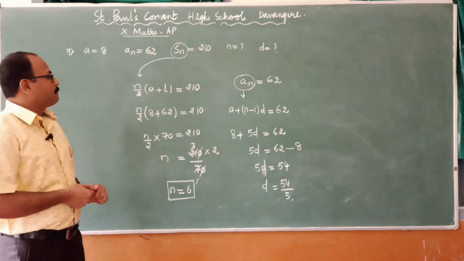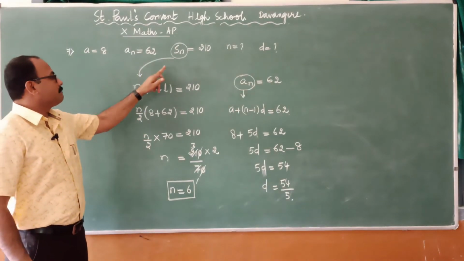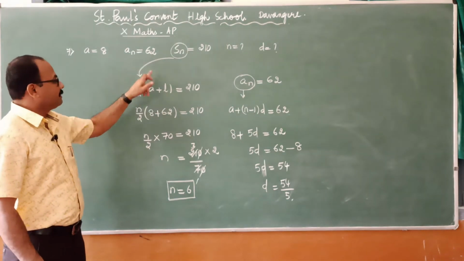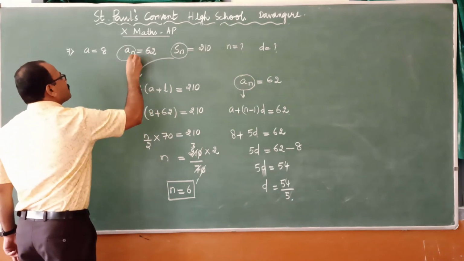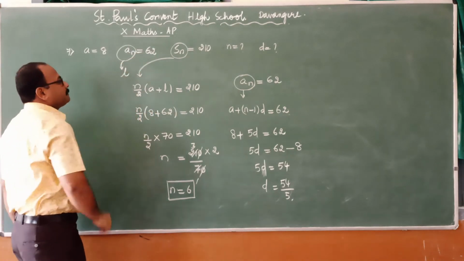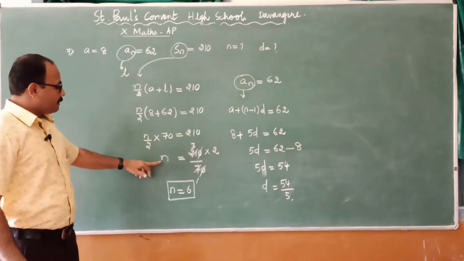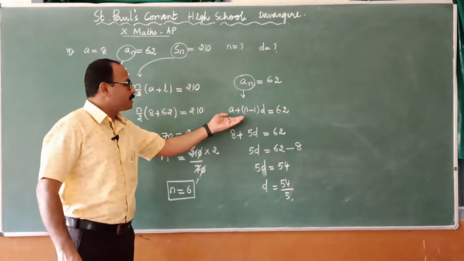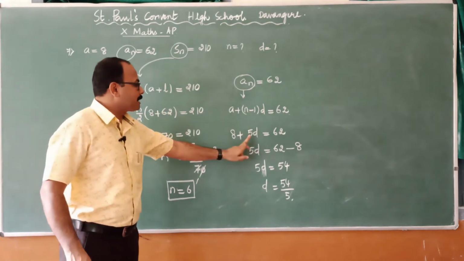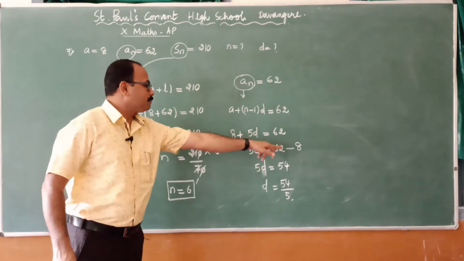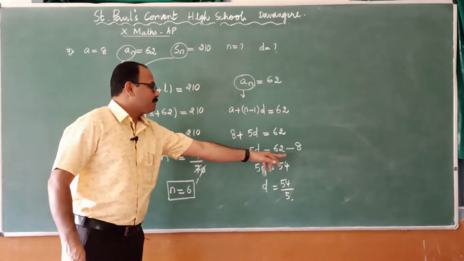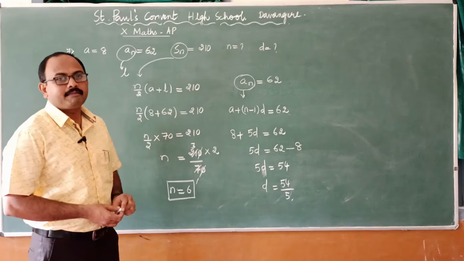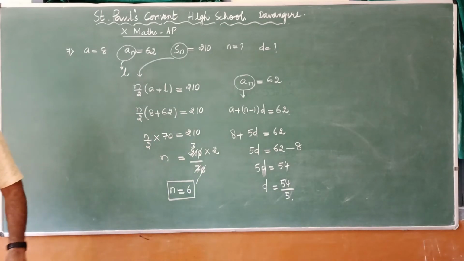This is a very simple sum, children. I have taken the Sn formula, the second formula, where l, the last term, is given, and I have calculated n. Take this value and substitute in another one, a plus (n minus 1) into d. n is 6, 6 minus 1 becomes 5 into d. On transposing, plus 8 becomes minus 8. 62 minus 8 becomes 54. So therefore d is equal to 54 by 5. Next sum, children.